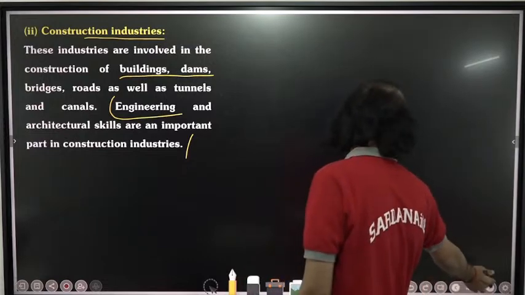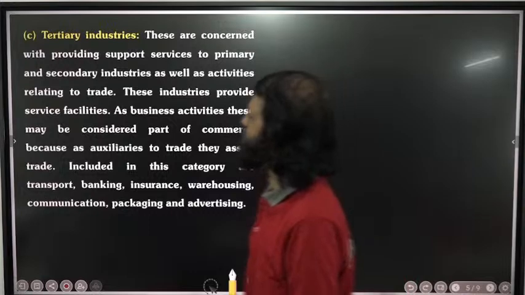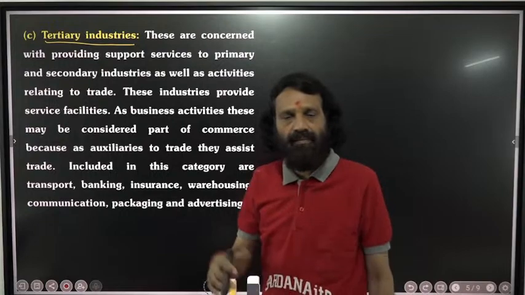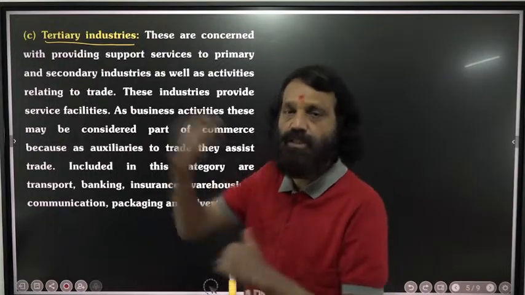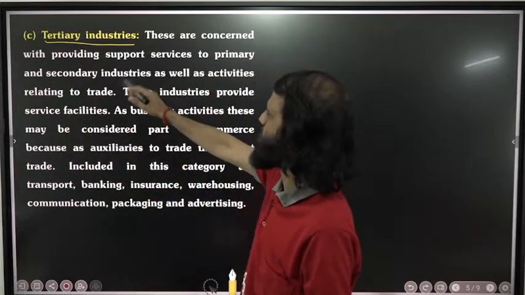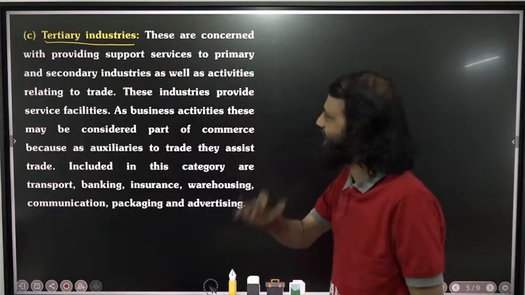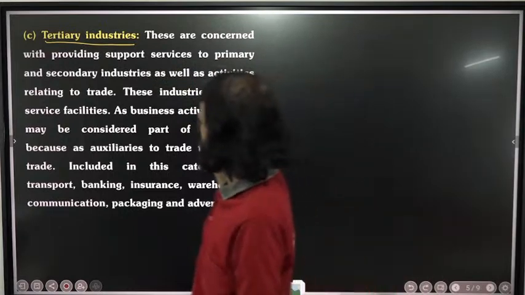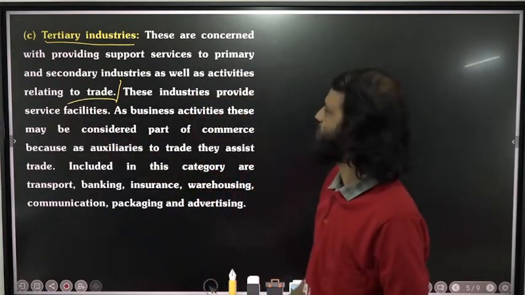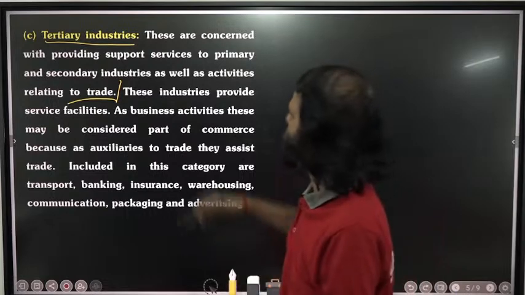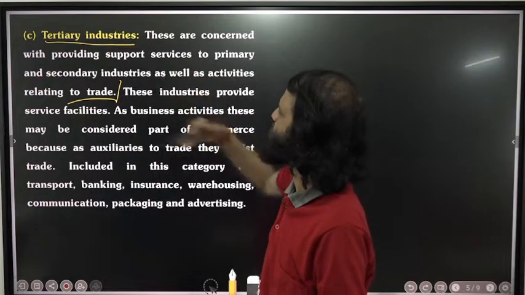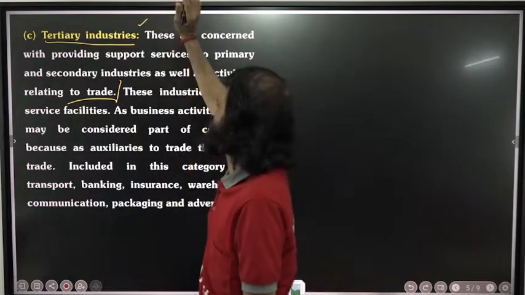Now we can move on to the next point, that is the fifth one, tertiary industries. We have already studied about primary and secondary. Now we are going to study the tertiary, the third one. These are concerned with providing support services to primary and secondary industries as well as activities relating to trade. This is more connected with trade. So the primary and the secondary industries are getting more support from tertiary industries.